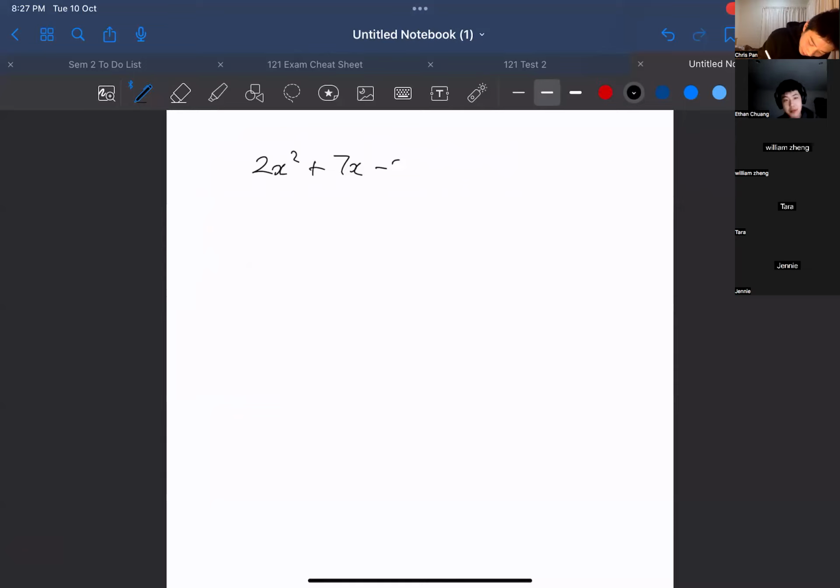Minus 24. Okay, so we have our polynomial here, right? A, B are the roots. And I think it was find a squared plus b squared.